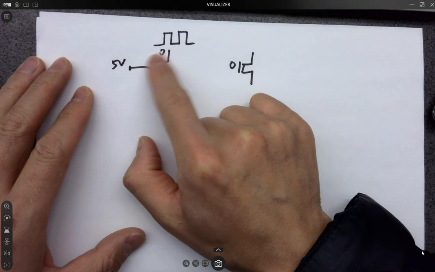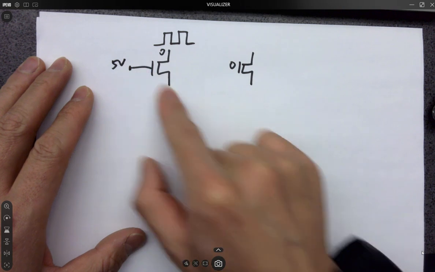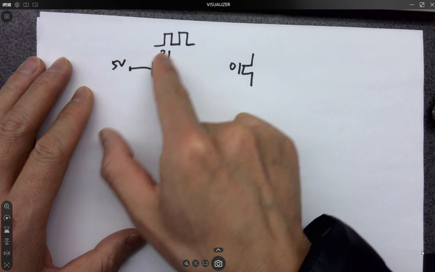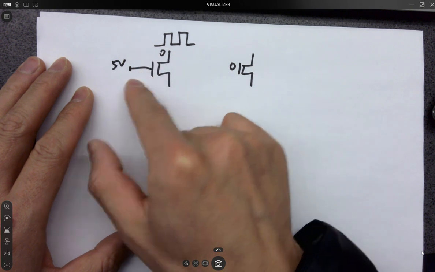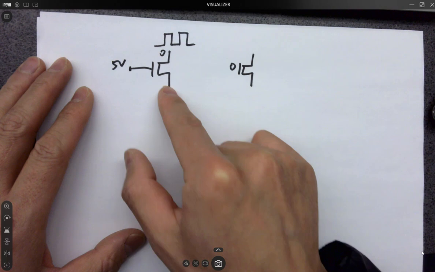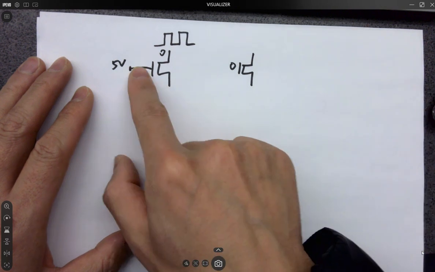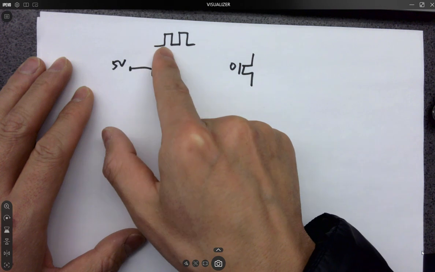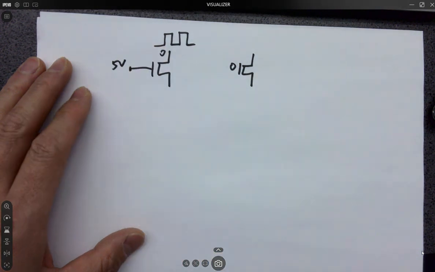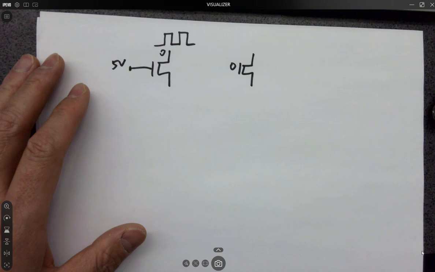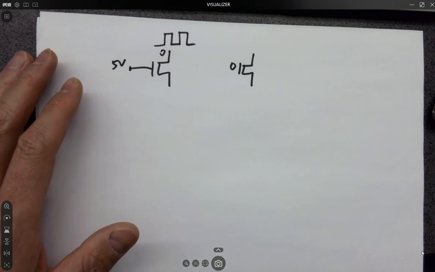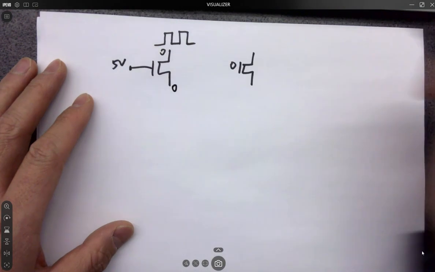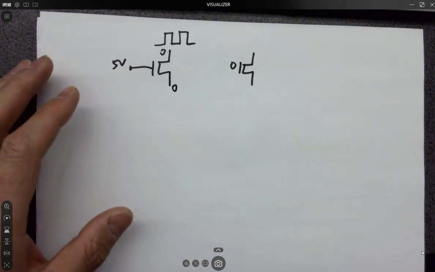So then here forms a VGS. Either way, whatever from G to one of the terminals has to be larger than what? VTHN, right? Doesn't matter which is G, which is D, which is S. So here forms a VGS. So this VGS is 5 volts. Okay? Looks great. 5 volts is way larger than VTHN.